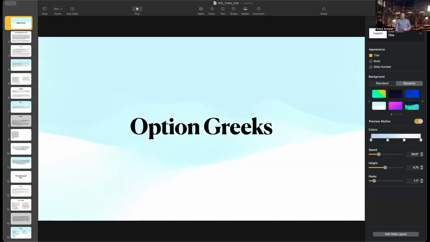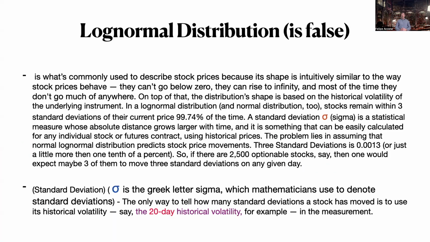And here we have the option Greeks, right? Beginning with an understanding of log normal distribution, which is, in my opinion, false. It is what's commonly used to describe stock prices because its shape is intuitively similar to the way stock prices behave, in the sense that they cannot go below zero, and they can rise to infinity, right? And most of the time, they don't go much of anywhere.